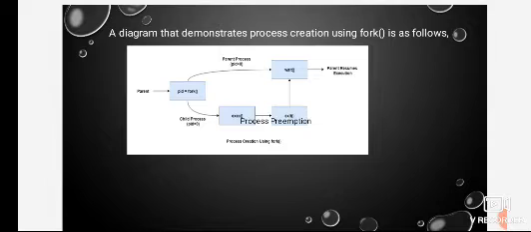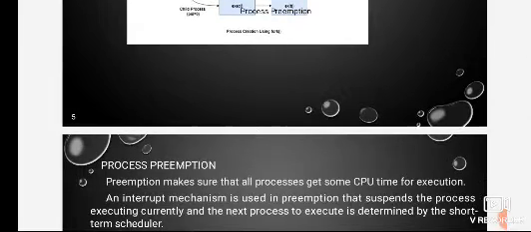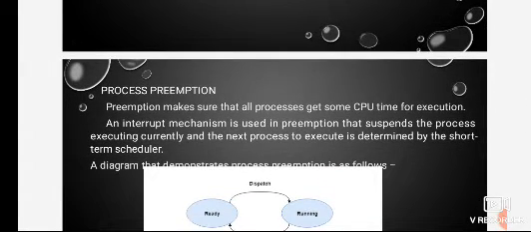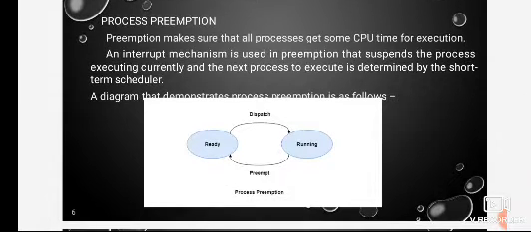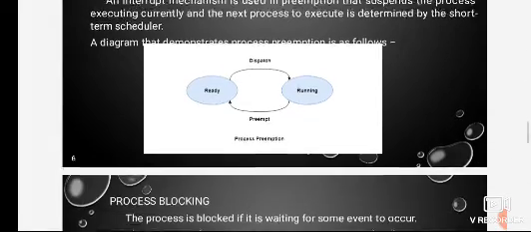This is the diagrammatic representation of process creation using fork. Process preemption is nothing but it makes sure that all processes get some CPU time for execution. An interrupt mechanism is used in preemption that suspends the process executing currently, and the next process to execute is determined by the short-term scheduler. So this is a diagrammatic representation of process preemption: ready state, running state, and dispatch state.